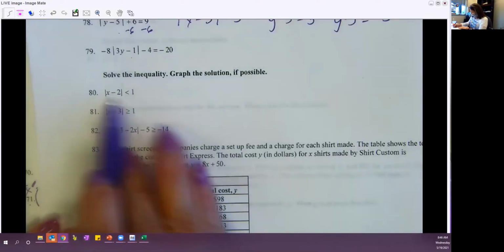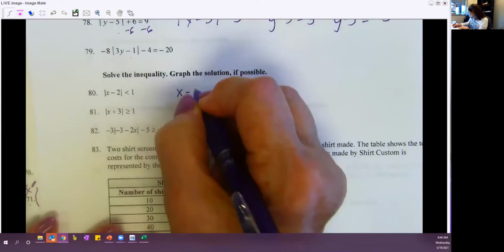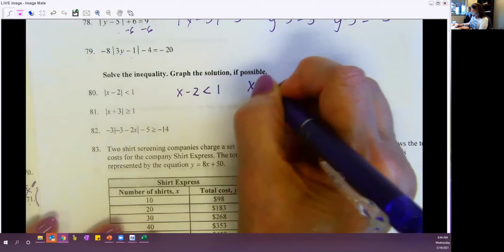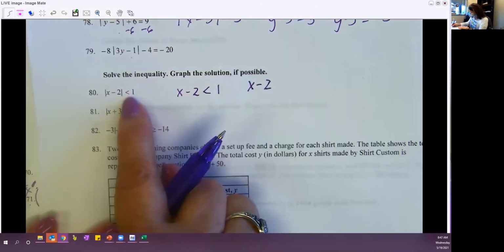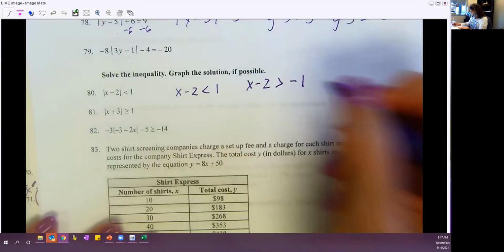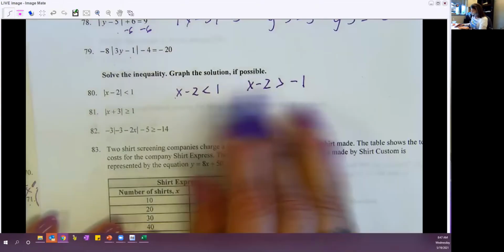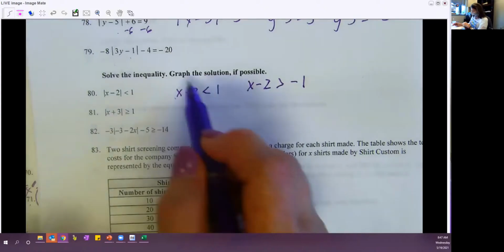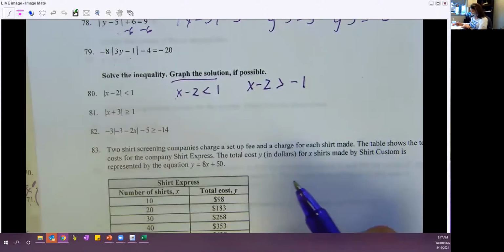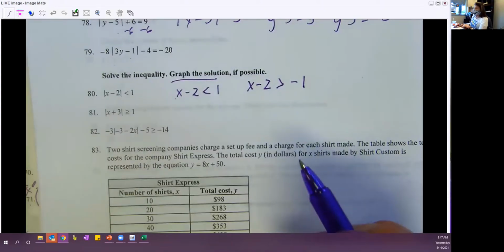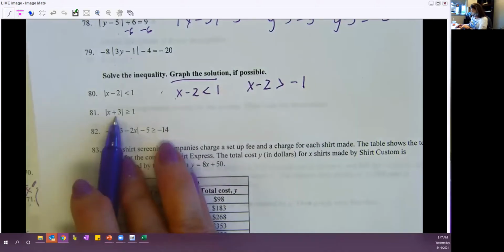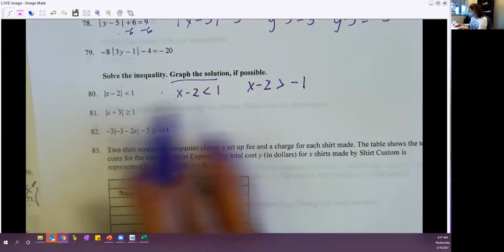Same thing here, but you're going to do x minus 2 is less than 1 and x minus 2, when you do the negative, you have to flip the symbol, greater than -1. And then you solve each of those. So sometimes this says graph, that means put it on the number line. So you may have a number line as part of the answer choice. Say 1 greater than or equal to +1, less than or equal to -1.